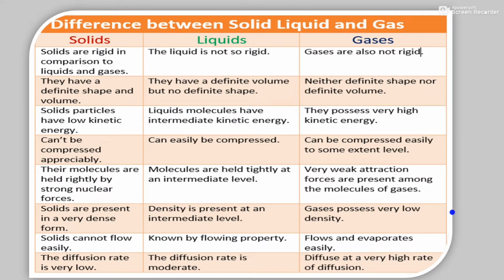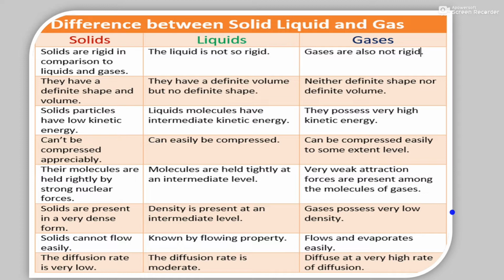Then difference between solid, liquid and gas. Here is a table, that is the difference between solid, liquid and gases. Solids are rigid in comparison to liquids and gases. The liquid is not so rigid as compared to solid. Gases are also not rigid. Solids have a definite shape and volume. Liquids have a definite volume but no definite shape. They acquire the shape of the container. Gases neither have definite shape nor definite volume.